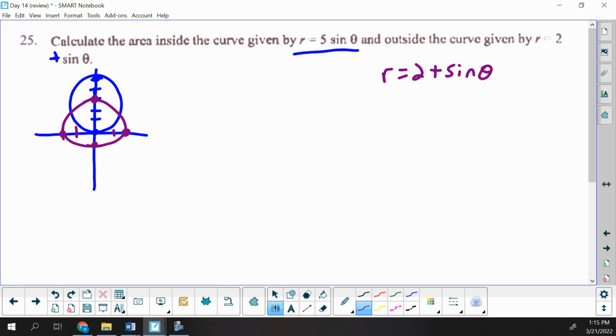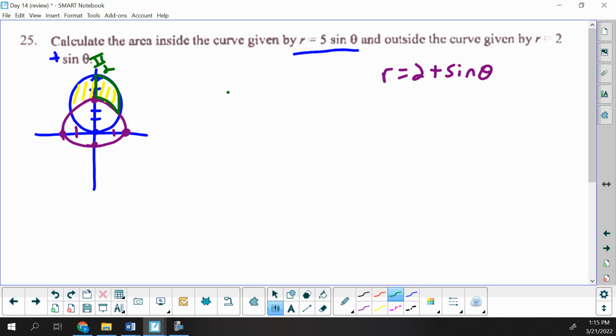So we want the area that is inside the blue curve, but outside the purple curve. So basically, we want this space here. Well, what we're going to do is find this space and we'll double it. So we've got to do the blue one minus the purple one, and we're going to go from where they intersect to pi over 2.